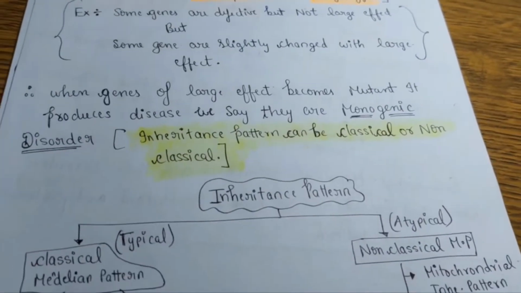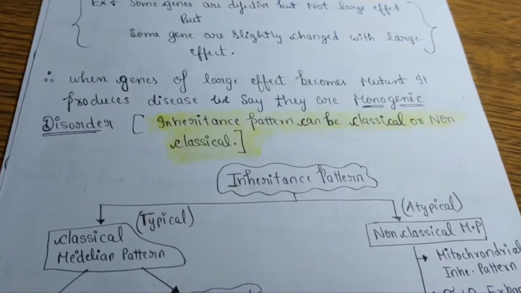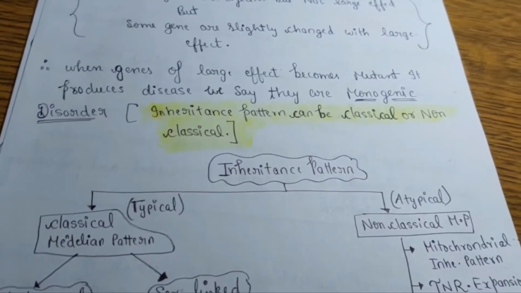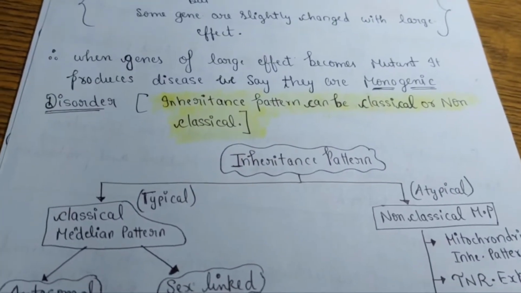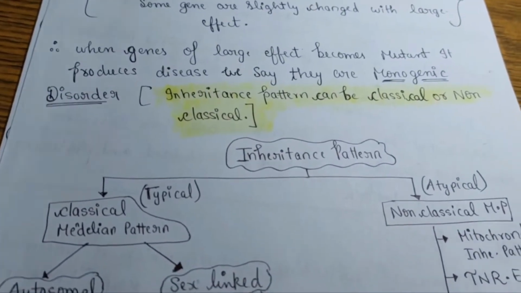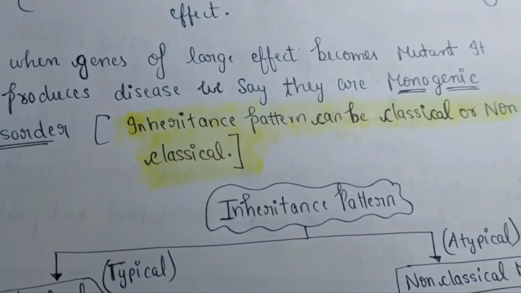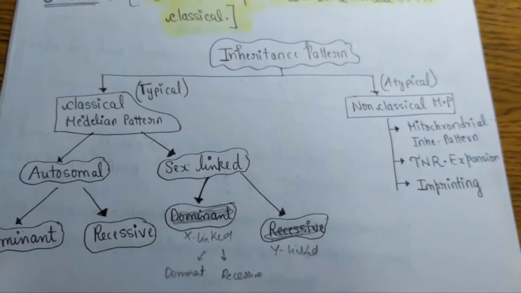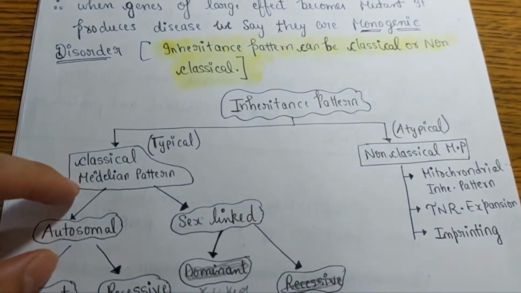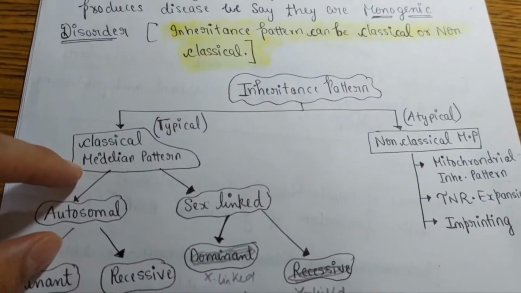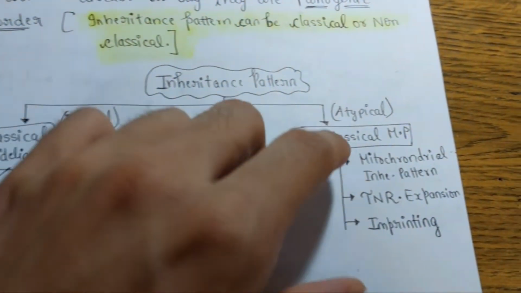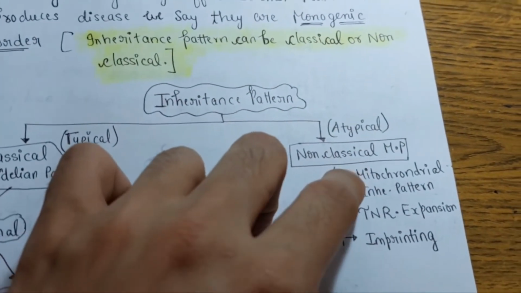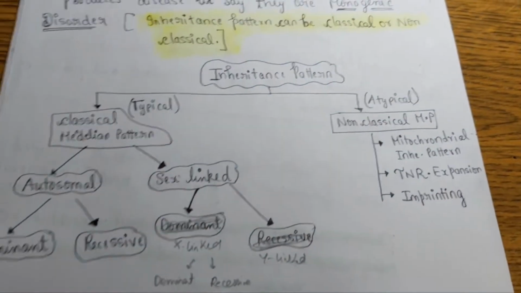So genes which are responsible for large effects, if they become mutant, will produce a disease, and we call such a disease a monogenic disorder. The inheritance pattern in monogenic disorder is of two types. We have the typical or classical pattern, or Mendelian pattern, and we have the atypical or non-classical Mendelian pattern.